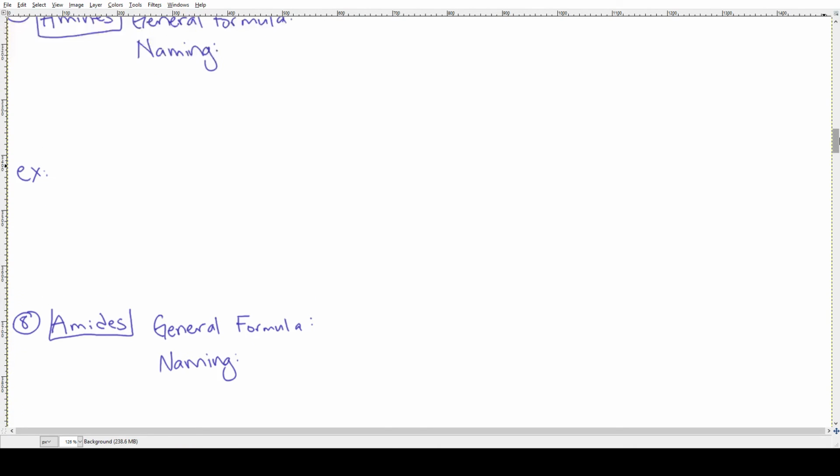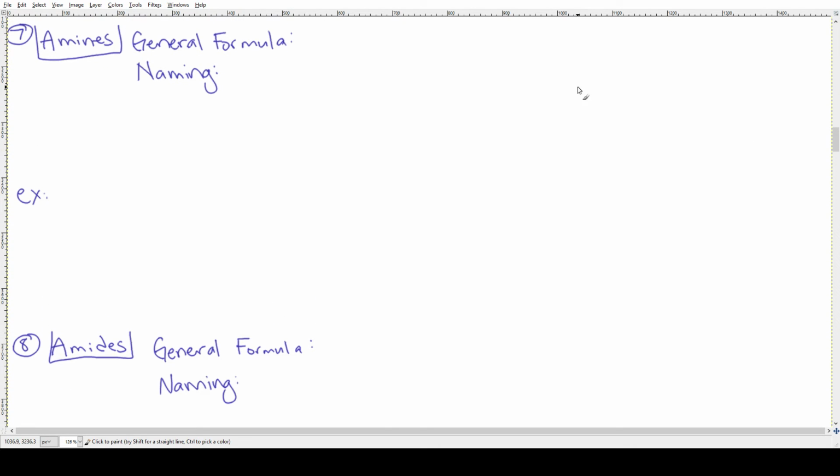Okay, let's do amines. Amines and amides both revolve around nitrogen. Nitrogen is the key element here. So its general formula is going to be a nitrogen that is bonded to a hydrogen, and then the rest of the chain.